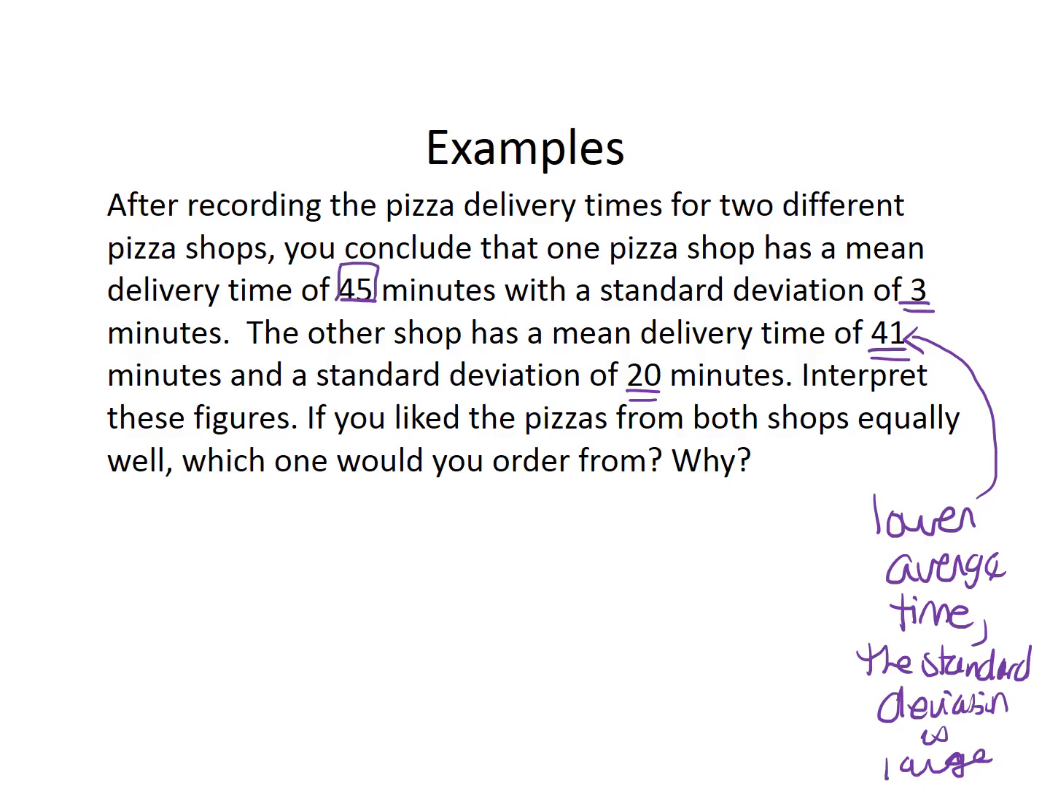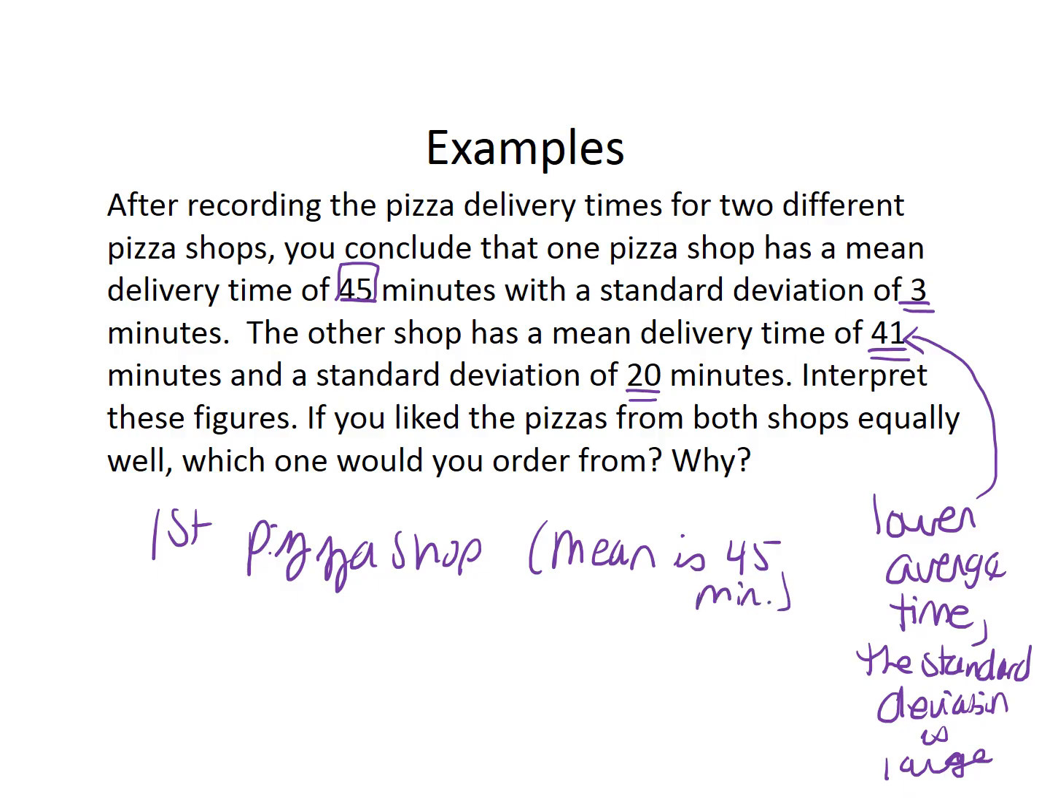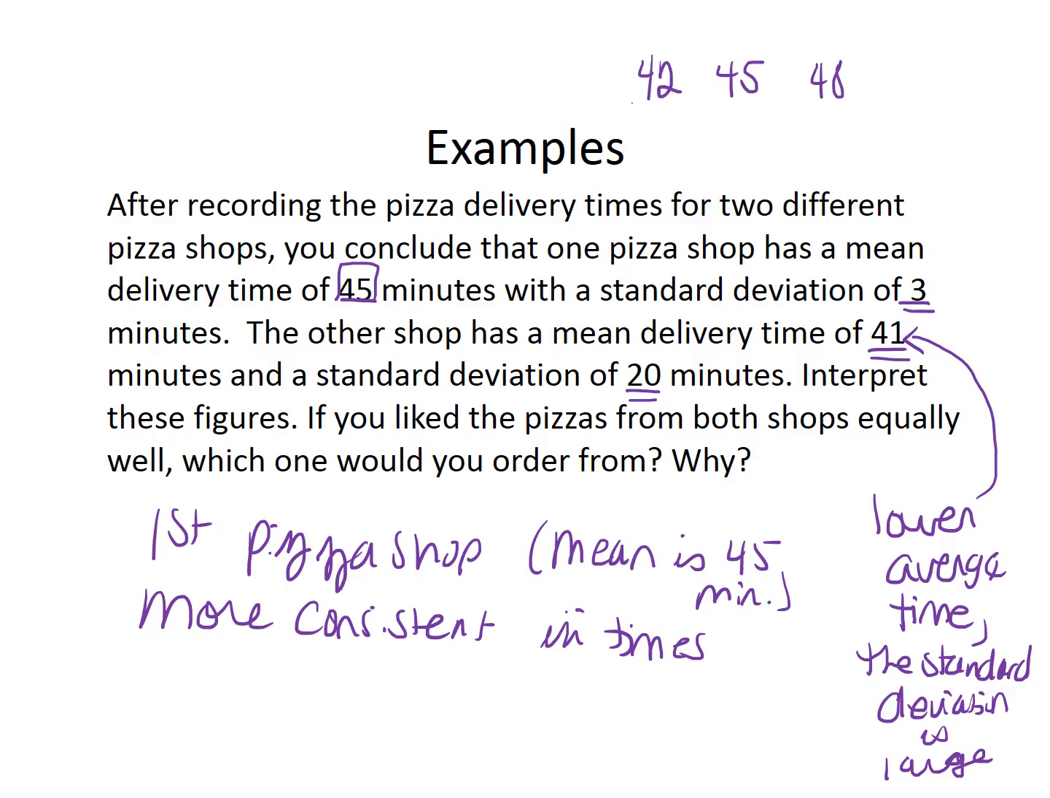So I would order from the first pizza shop, where the mean is 45, because it's more consistent. All right, if the standard deviation is 3 minutes, you can really expect it to be in that interval. If 45 is the mean and the standard deviation is 3 minutes, you can probably really expect it to be in this range from 42 to 48 minutes.